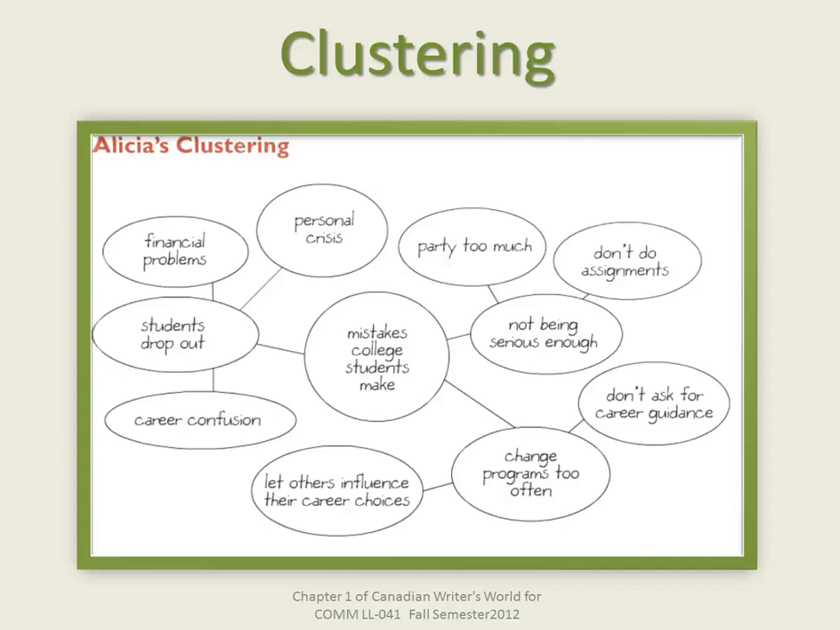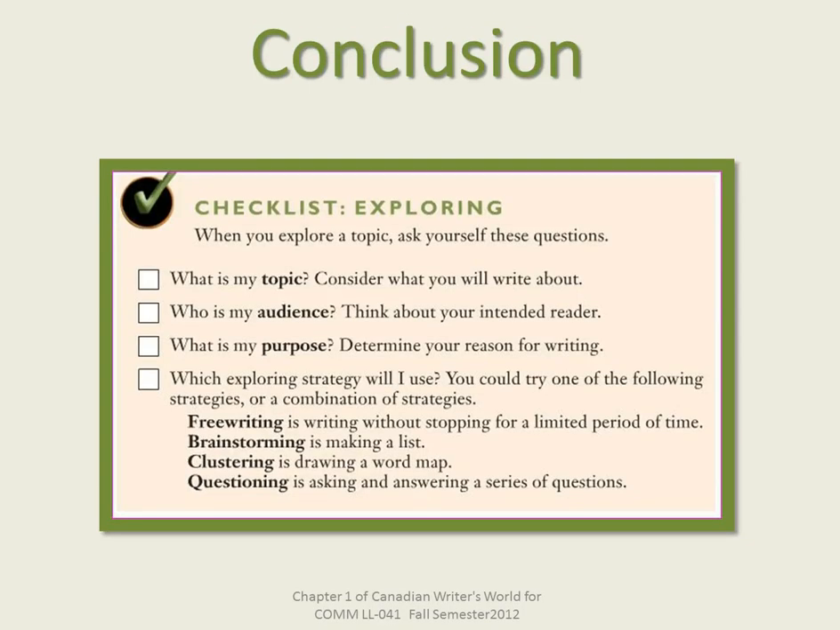So what I would like you to do is to purchase the book, the courseware package, which includes 3 elements, but focus on the Canadian Writer's World this week, specifically chapter 1. And after you've read that chapter, you'll have great ideas, or it'll be confirmed to you, about what you need to think about in terms of choosing your topic before you write, thinking about your audience.